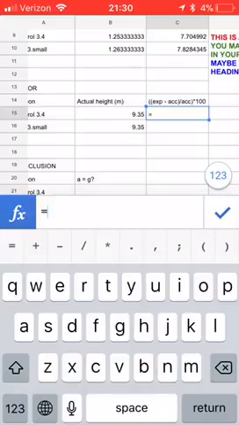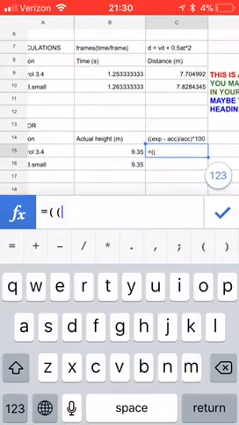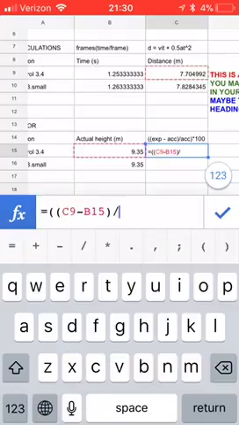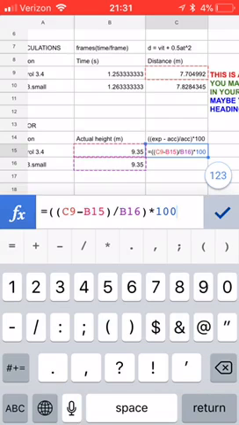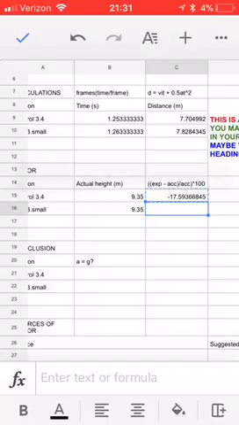So equals, we're going to need double parentheses. Now the experimental value that we got for the height of the control balloon is right here. It's in C9, so I'll just click that. Minus, the actual value is right here next to it in B15. Then it closes the parenthesis, divided by the actual value, here that is again in B15. Close the parentheses, times 100. And I have negative 17.6%. I'll copy and paste it.